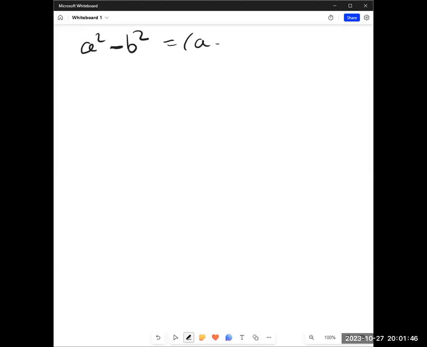It can be factored into a plus b times a minus b, or the other way around. It doesn't matter since multiplication is commutative. But a squared plus b squared is prime and can't be factored in the real number system.